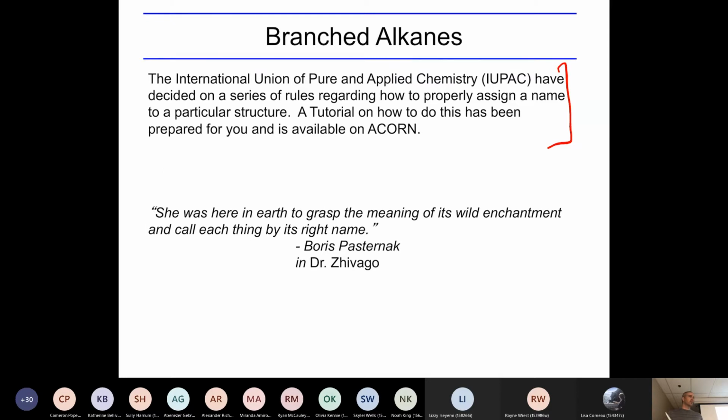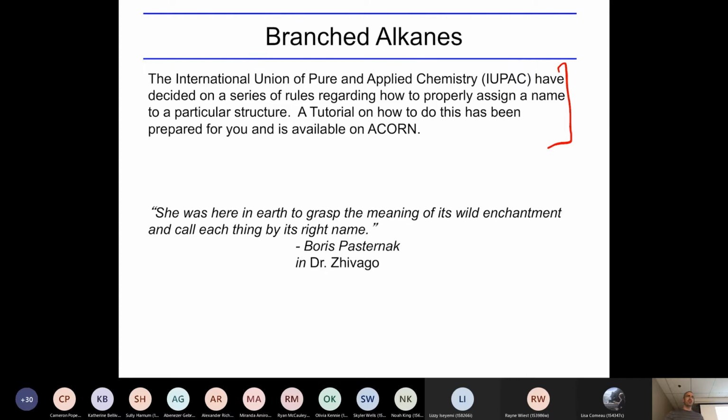If chemists are attempting to communicate with each other and we all have different names for things, it becomes very complicated, very difficult to communicate, and very difficult to share your ideas, right? Or share your results, share what you've learned. So IUPAC has come in. IUPAC is the International Union of Pure and Applied Chemistry.